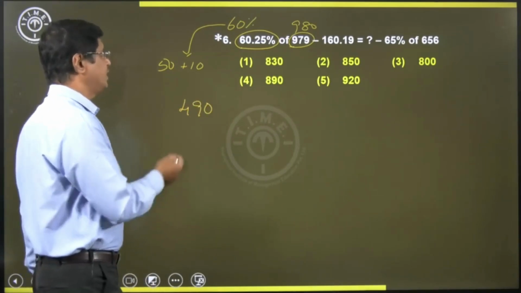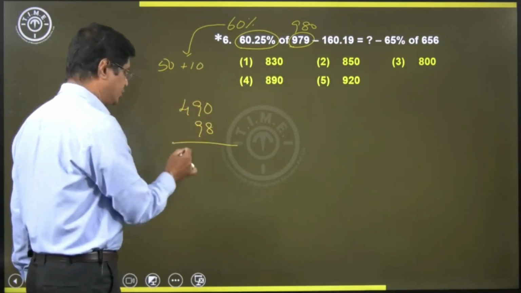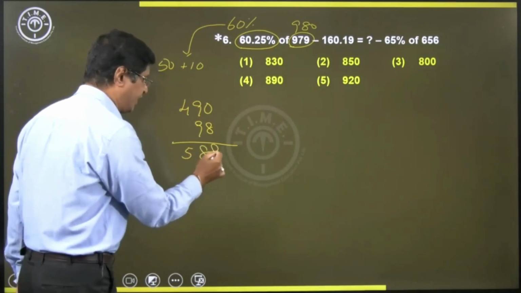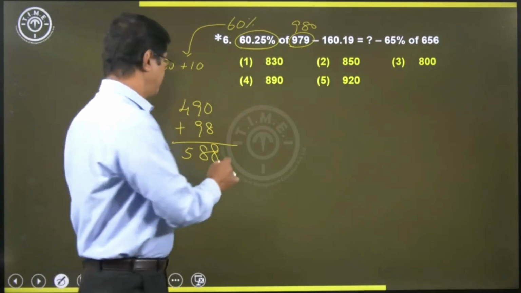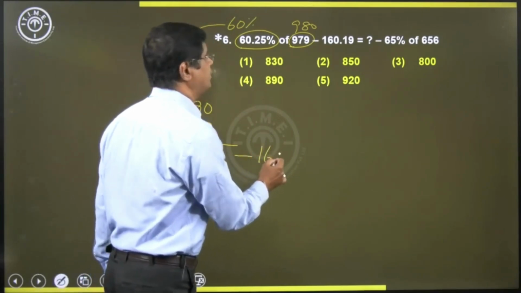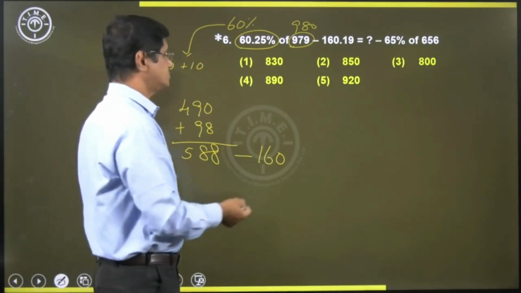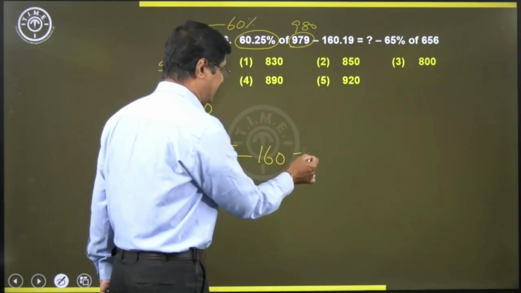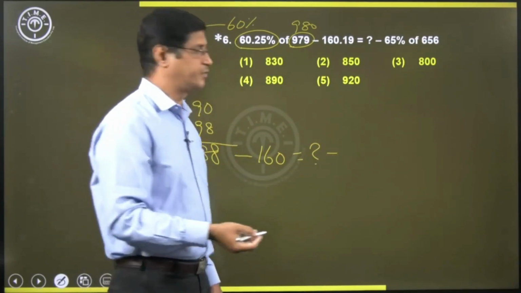50% is 490. 10%, that is 98. Adding these values, 588. So 60% is 588 minus 160.19, which is approximately equal to 160, equal to minus question mark minus 65% of 656.